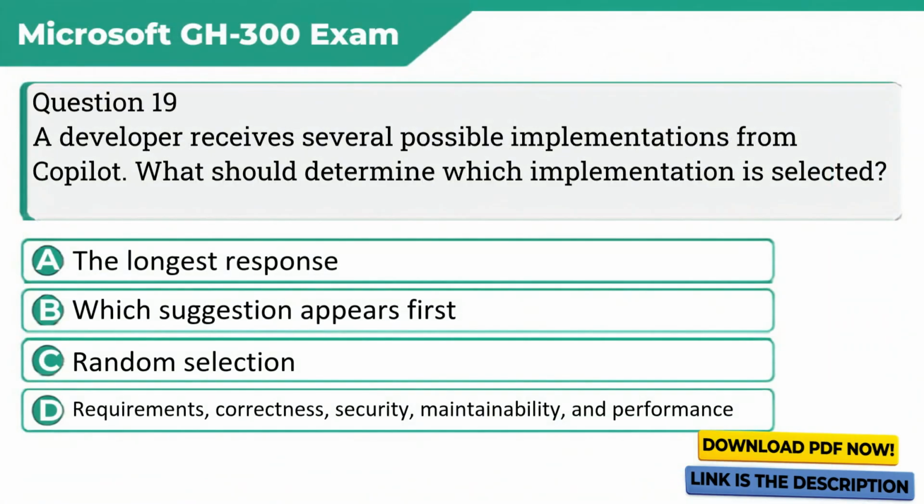Question 19. A developer receives several possible implementations from Copilot. What should determine which implementation is selected? A. The longest response. B. Which suggestion appears first. C. Random selection. D. Requirements, correctness, security, maintainability, and performance.